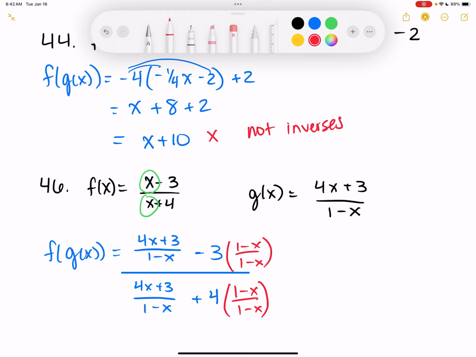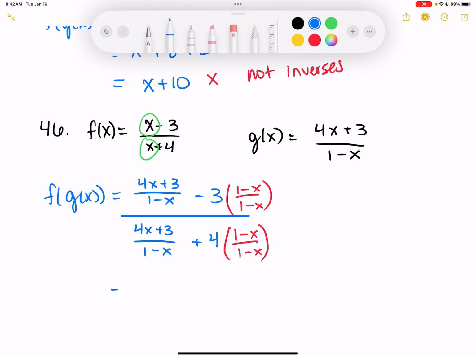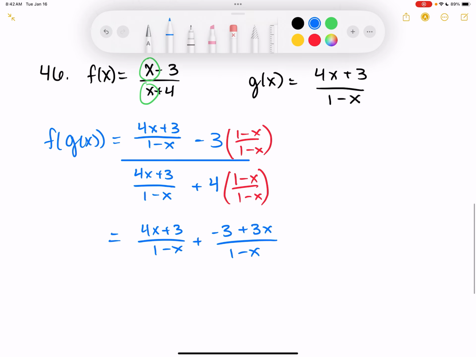So now, on top, I'm going to copy that part, 4x plus 3 over 1 minus x. I usually go ahead and put this sign through with it just so things don't get confused. So I'm going to say plus negative 3 plus 3x over 1 minus x. All over. Do the same thing on the bottom: 4x plus 3 over 1 minus x plus 4 minus 4x over 1 minus x.